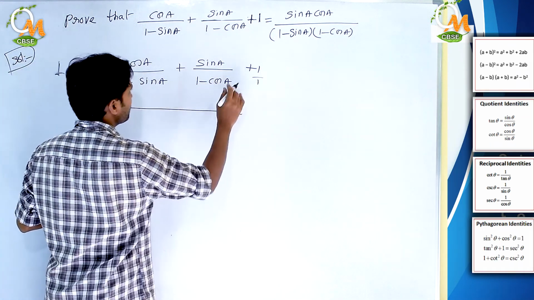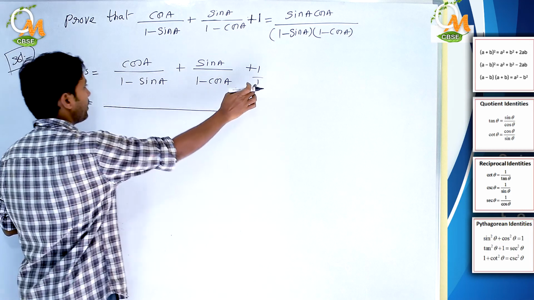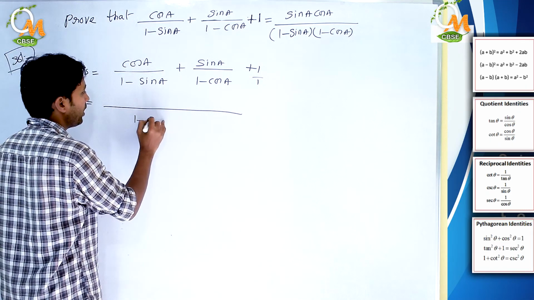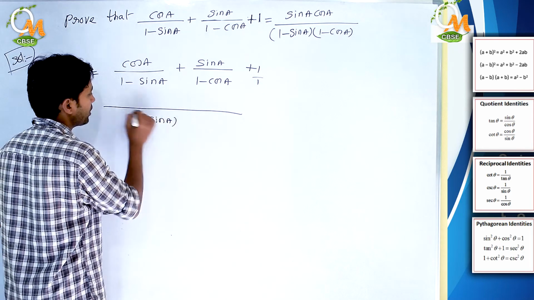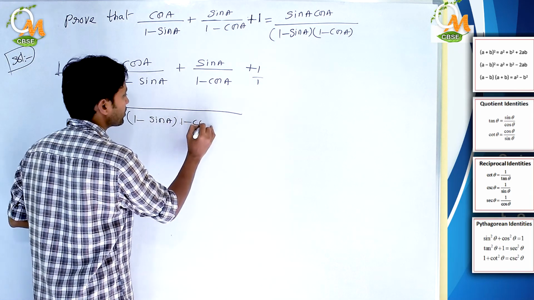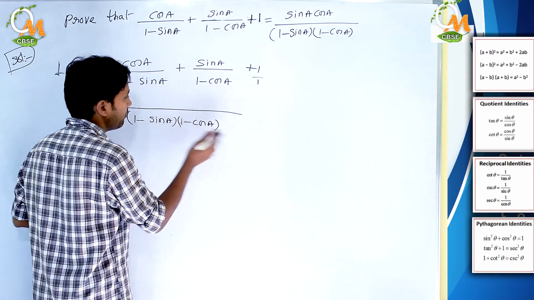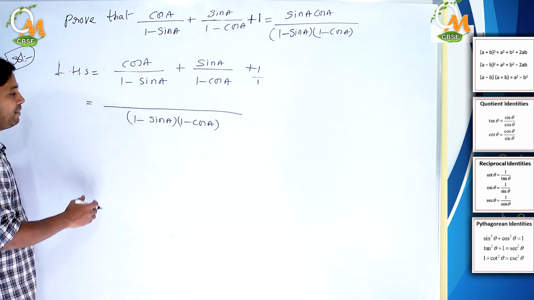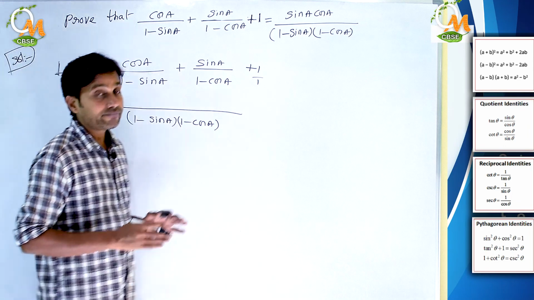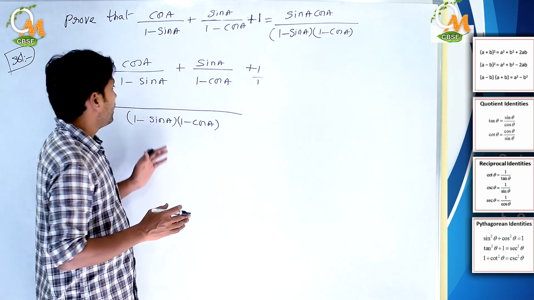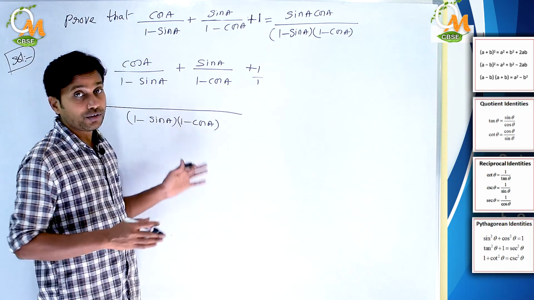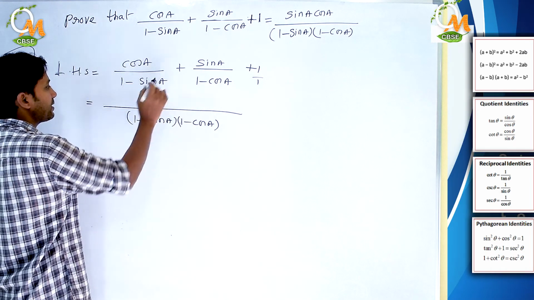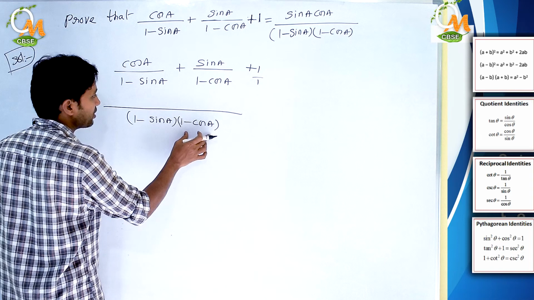If you consider this as 1 by 1, then the LCM of 1 minus cos A and 1 minus sin A would be 1 minus sin A, the product of them, into 1 minus cos A into 1. We don't need to write 1. So see here, this is the LCM. Now, how do we find the numerator part? Divide this expression with 1 minus sin A, then your quotient would be 1 minus cos A.